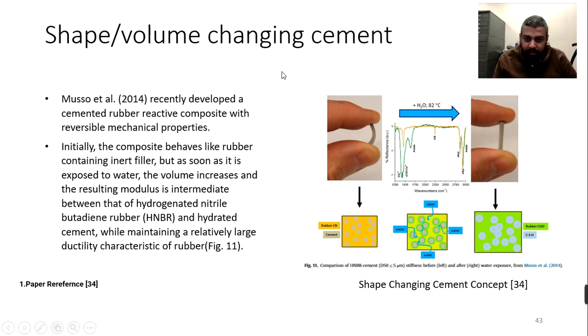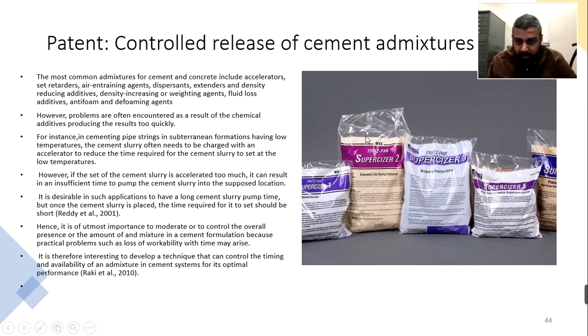Then we are looking for shape shifting, especially when there is lost circulation and a change in diameters or a change in composition because of anything. In this case, we are looking for elastic or changing cement. So this is another smart cement.